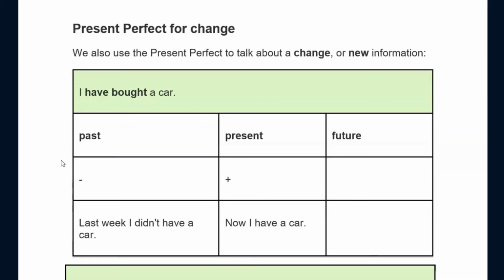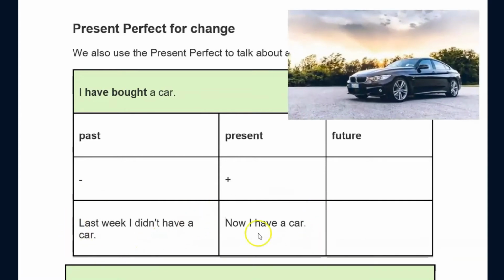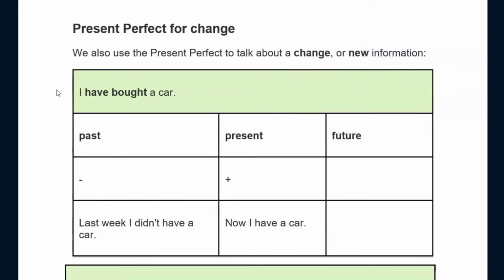Second category was change. We use it for change when we have new information. For example, I have bought a car. So what happened in the past? What went on in the past that's different today? Well, last week you didn't have a car. Now you have a car. So that's why you would say, I have bought a car.